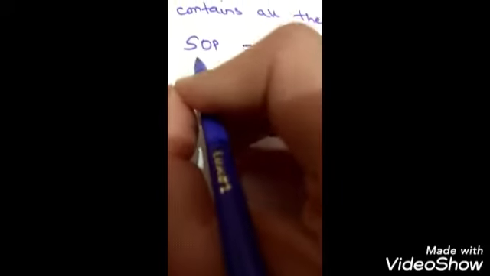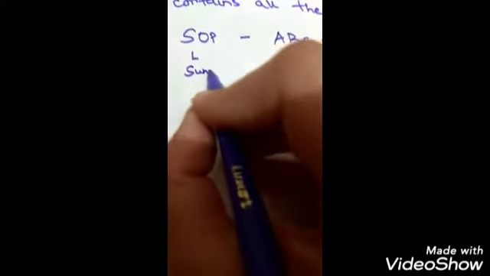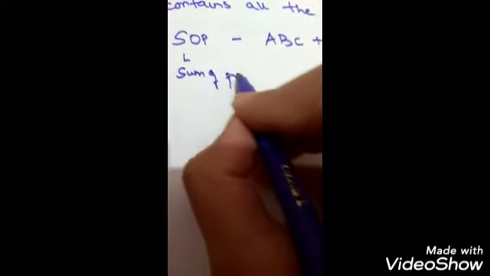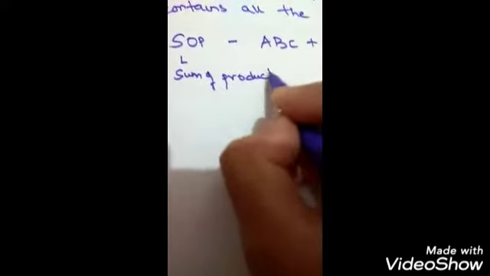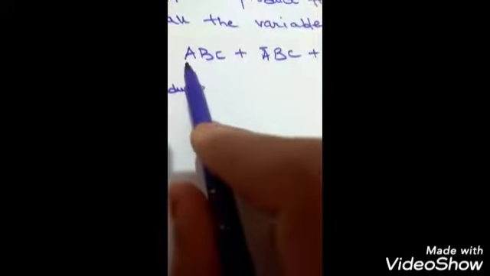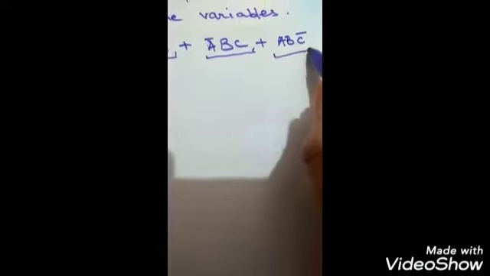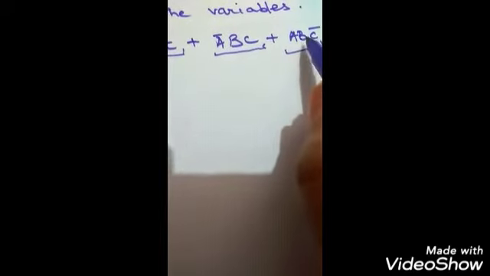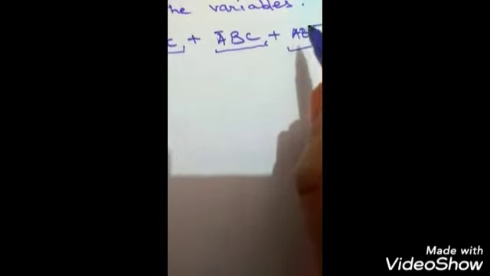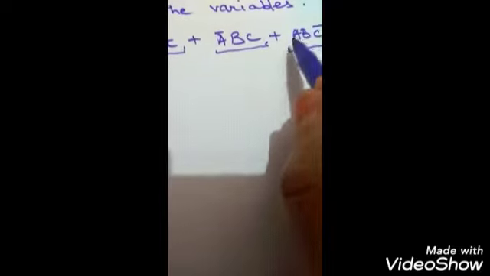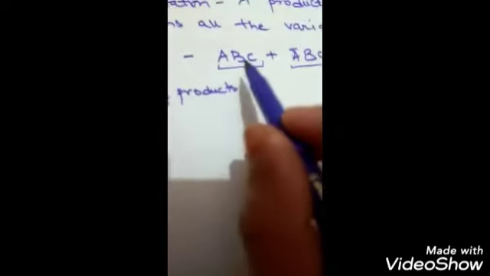Here we have written one SOP form. SOP is a sum of products. See here, among themselves, these are the product terms. These are in multiplication. Variables are in multiplication: A complement BC. Similarly, ABC complement. So these terms among themselves are in multiplication. These are the products, and we are doing their sum.